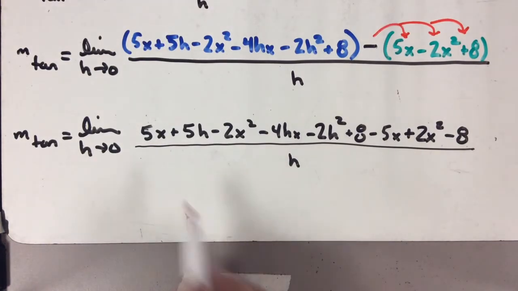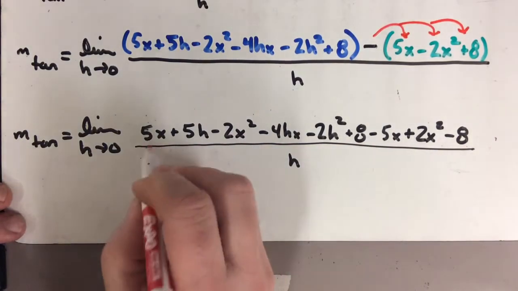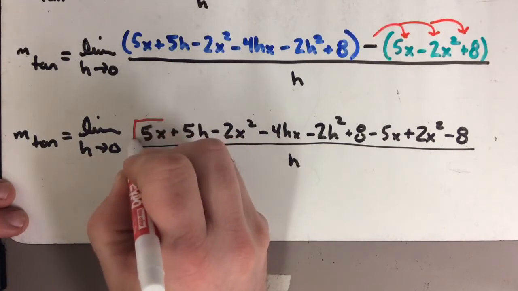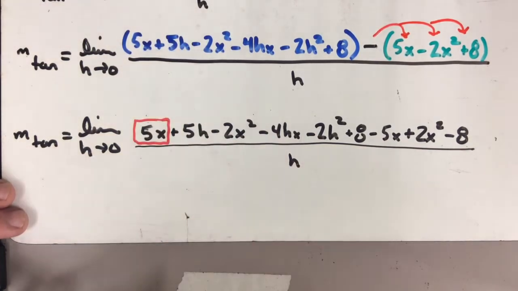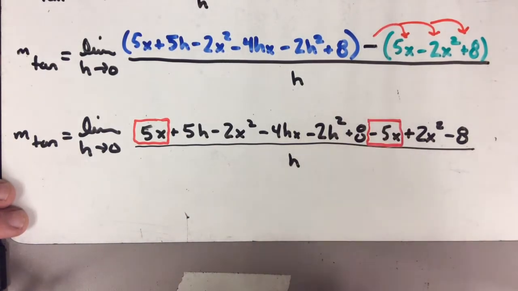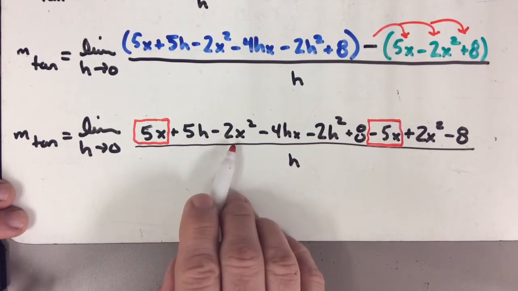What's going to cancel out is all of this stuff in the top that doesn't have an h. So let me just go through this top part from left to right. The first thing I see is that I have a 5x here. That is the first term without an h. And then further down there is a minus 5x, so those do cancel out. This term has an h in it, so that's not going to cancel, but this one doesn't.